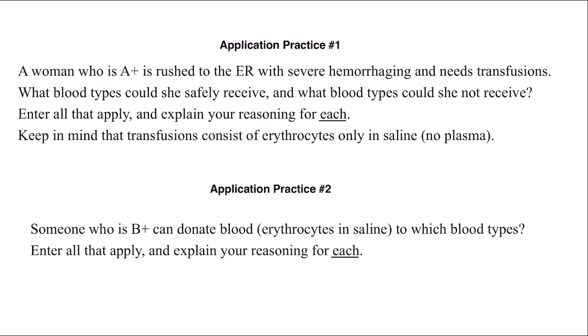After you've practiced blood typing a few times and gone through that chart that you made in the lab about who can receive what blood and who can donate to who, then come back and try to figure this out yourself. The second application is: someone who's B plus can donate blood to which blood types? Again, this is just that same table that you did for lab, but now you're applying it. So study it first and then try to do these on your own.